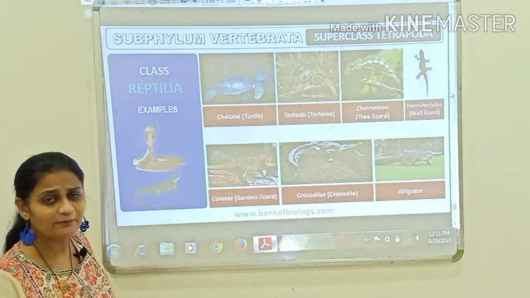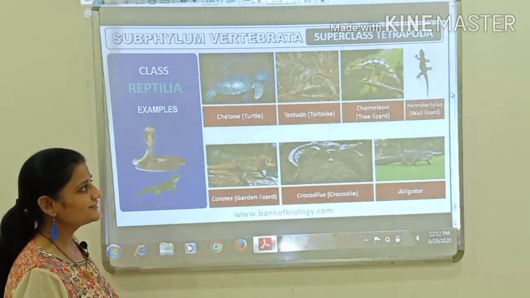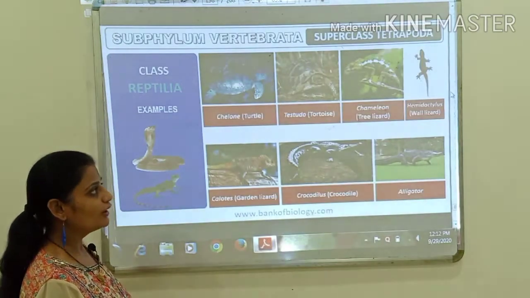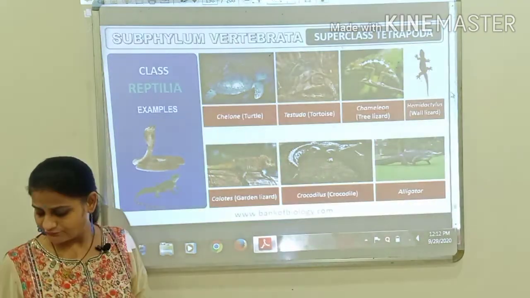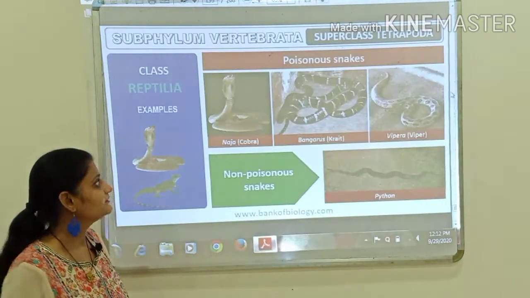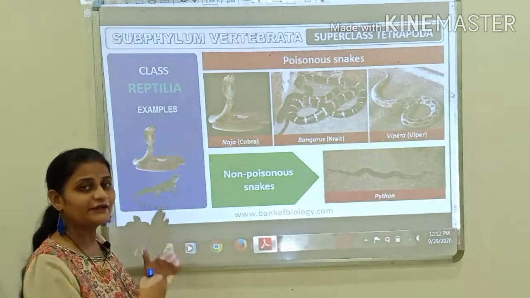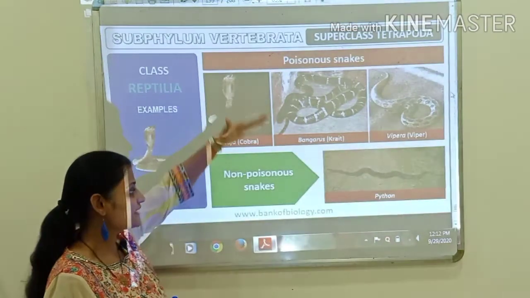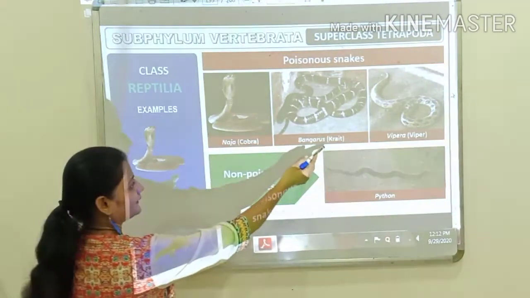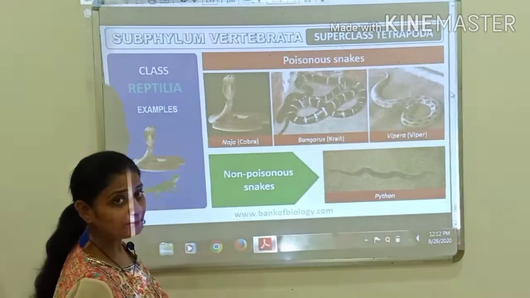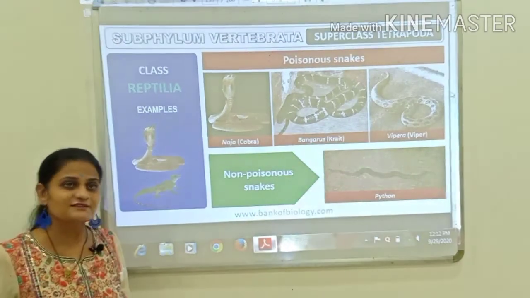And these are some of the examples of the reptiles, that is turtle, tortoise, tree lizard, chameleon, wall lizard, then garden lizard, crocodile, alligator. These are different examples of the reptiles, right? Few more examples are snakes, which are further divided into two categories, that is the poisonous snakes and the non-poisonous snakes, like cobra, then krait, then viper. These are the poisonous snakes, whereas python is the non-poisonous snake.